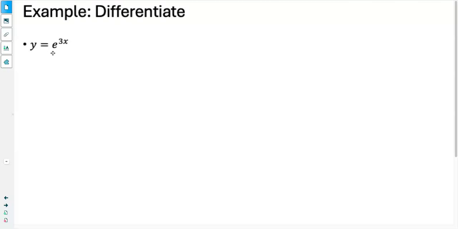Okay, so this first one, we want to differentiate y equals e to the power of 3x. So y prime would just be e to the power of 3x times the derivative of 3x. So that would be 3e to the 3x.